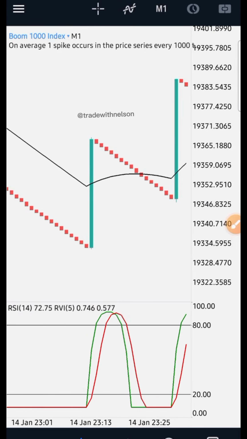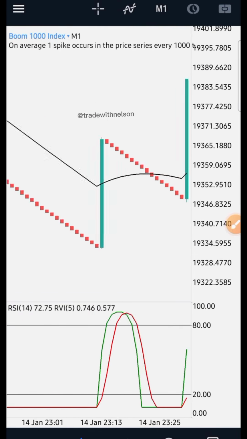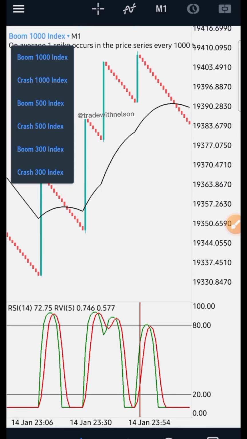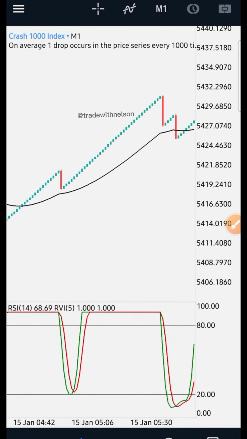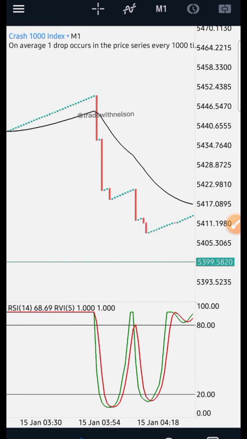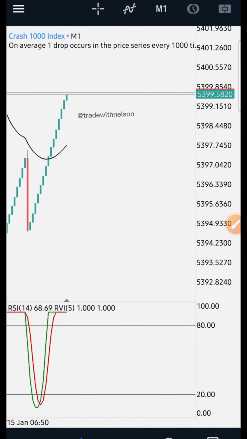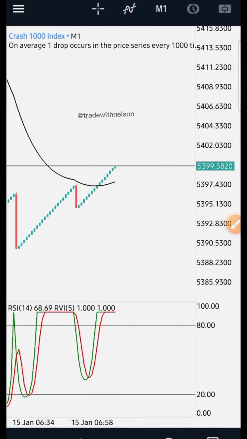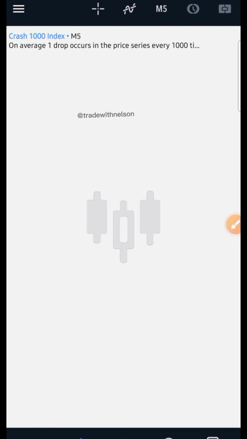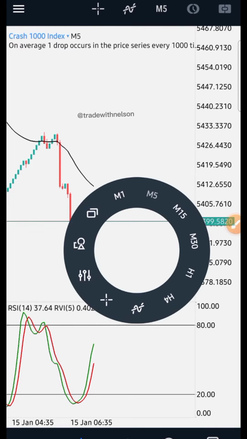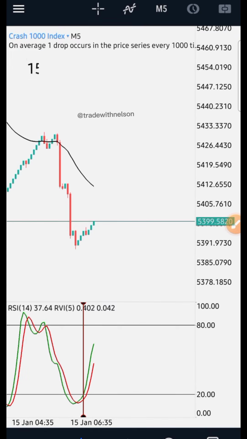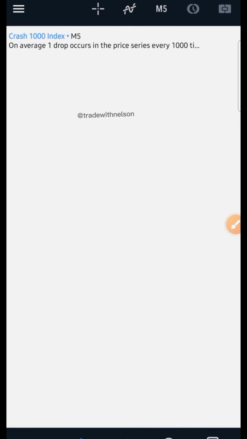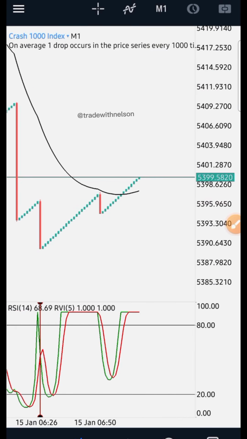Let me go to the crash market and show you how it works in the crash market. And one thing about this strategy is that you don't guess, you know exactly what you are looking for. So like I said here, in the crash 1000 we go to the 5 minutes time frame. As you all see, our setup is the one playing right now. So we take it, this is where we have the crossing. Then we go to our 1 minute time frame. This is the zone.